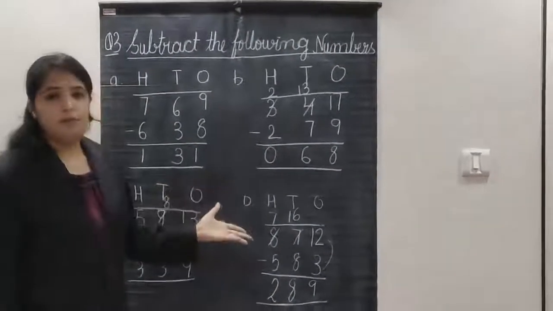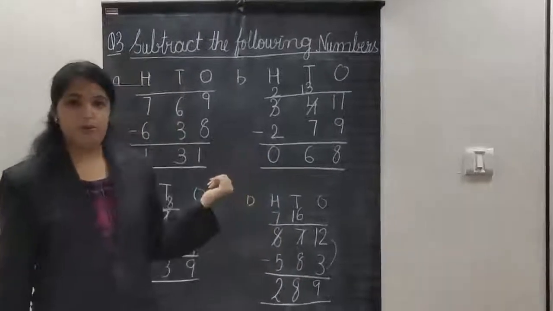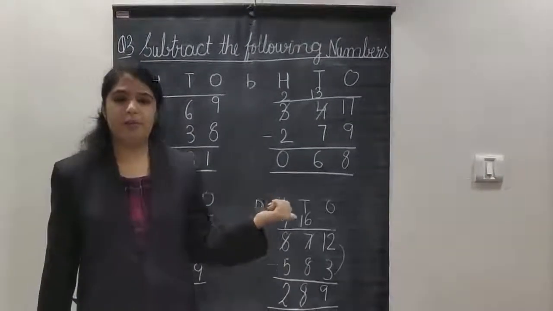So these 4 sums of the course book you have to copy out. Just understand it and do it by yourself.